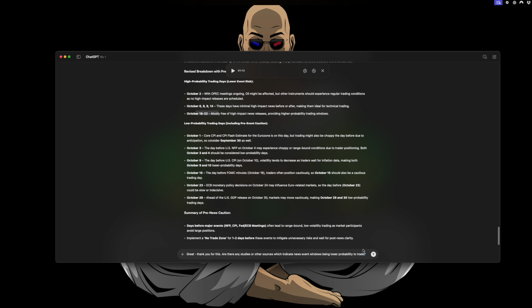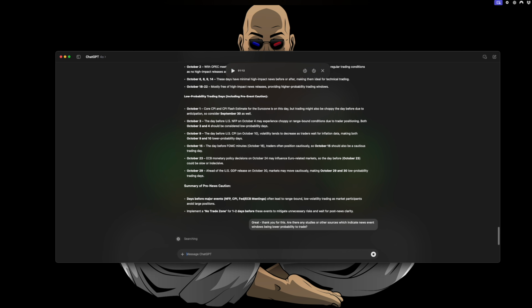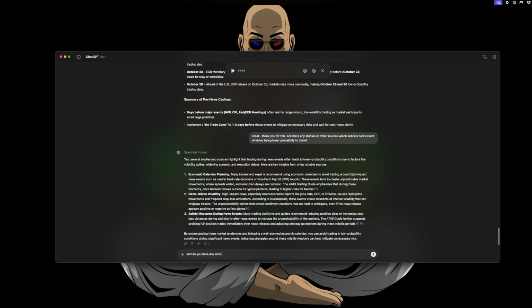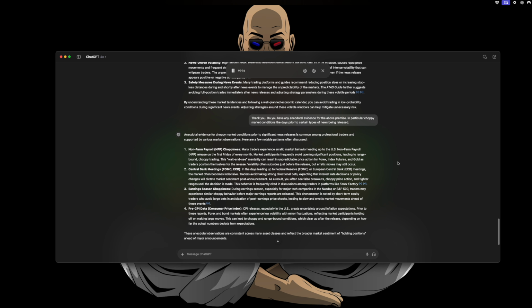Are there any studies or other sources which indicate news event windows being low probability to trade? There we go. And do you have any anecdotal evidence for the above premise? Anecdotal evidence for choppy market conditions prior to significant news releases is common among professional traders and supported by various market observations. Here are a few notable patterns often discussed.